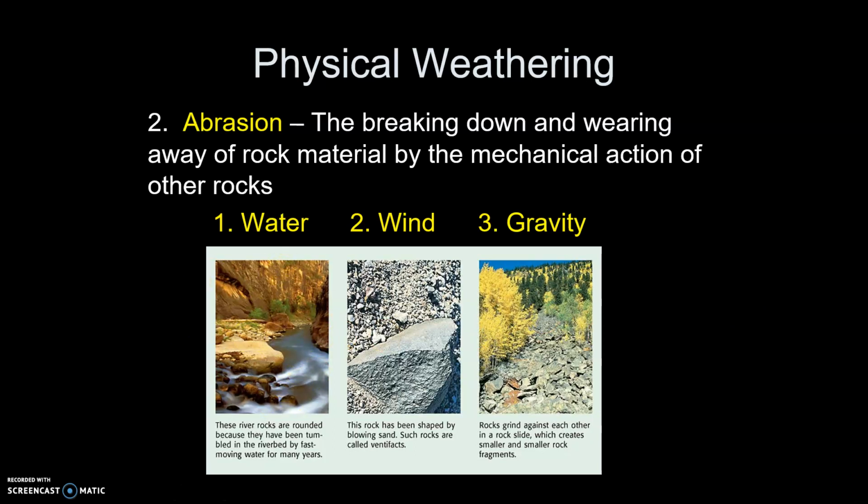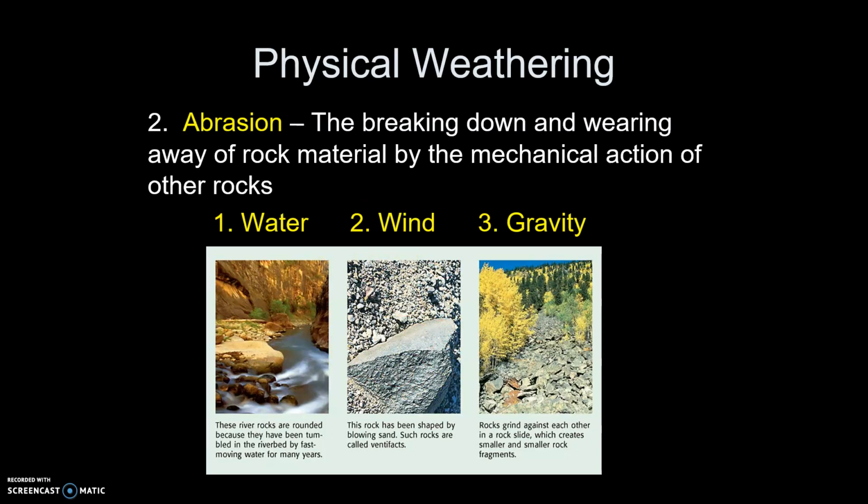If you've ever been river tubing, you've often noticed that when you touch the pebbles in the water with your feet, they're very smooth, sometimes even slimy. That's because that water's continued to run over those pebbles, grinding away and smoothing the rock out. The second example for abrasion is wind. And wind basically shapes the rocks by blowing sand.